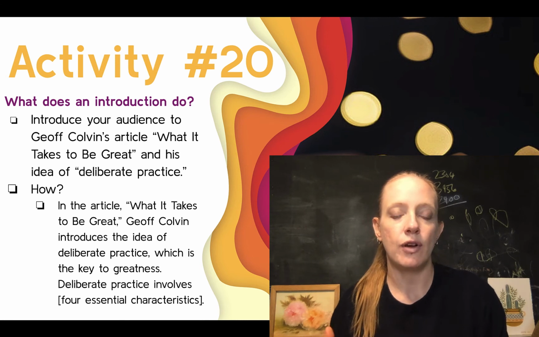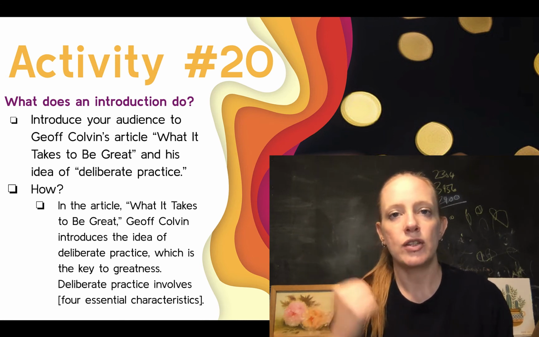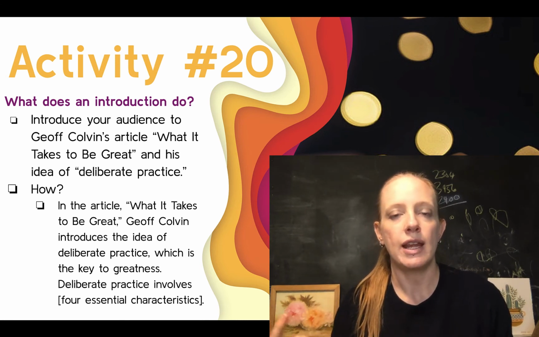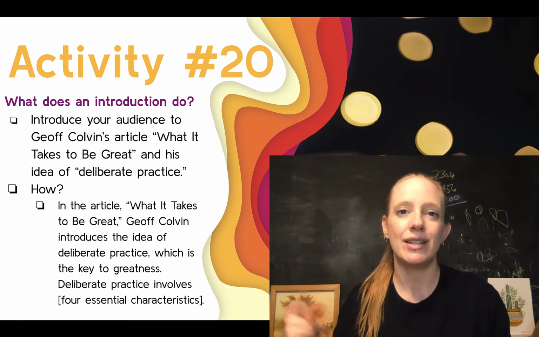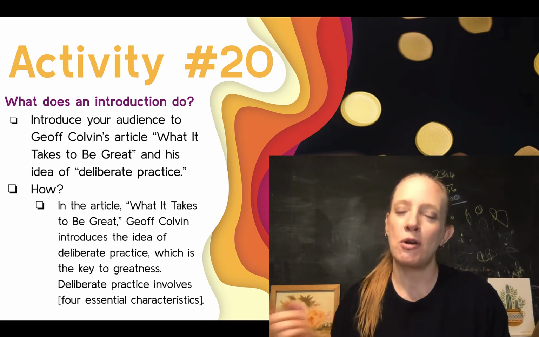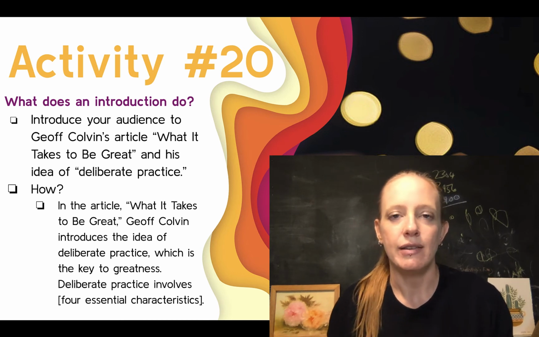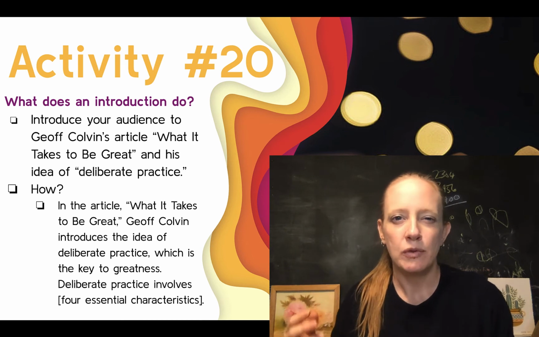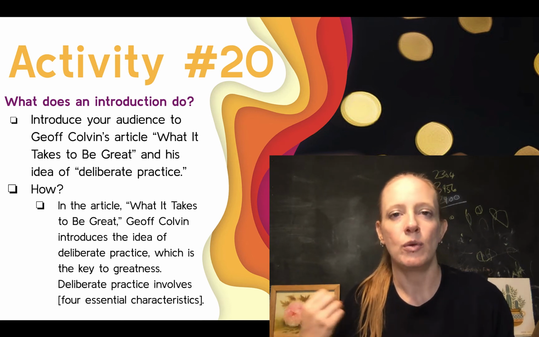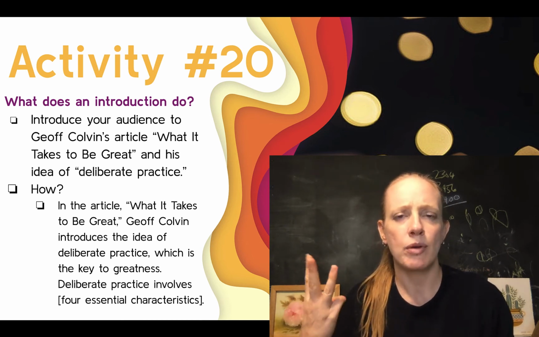Deliberate practice involves, and then go back to those 4 essential characteristics that you dealt with in activity 18 and activity 17 last week, and you wrote about in your summary, and you talked about in like 15 other different activities that we've done so far. So by now they should be sort of on the tip of your tongue, just as you go back to what are the 4 things you need to do to have deliberate practice right there.